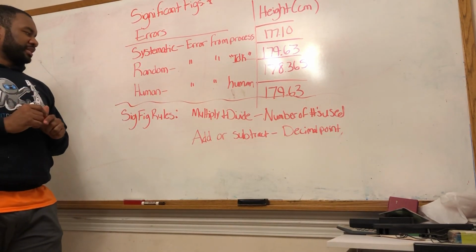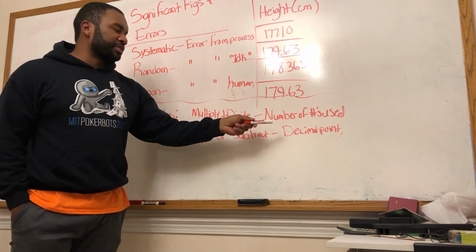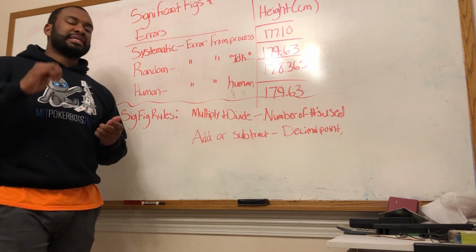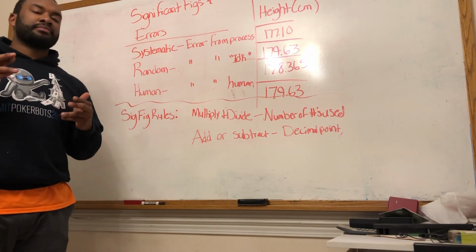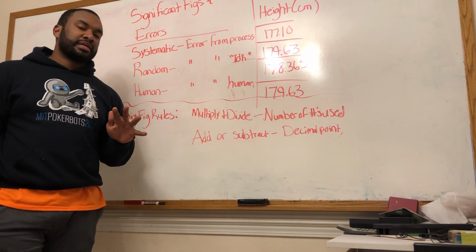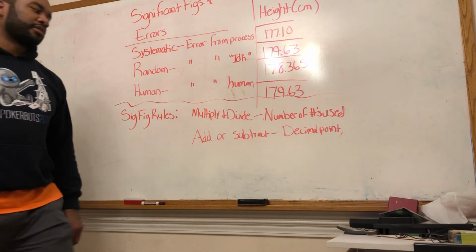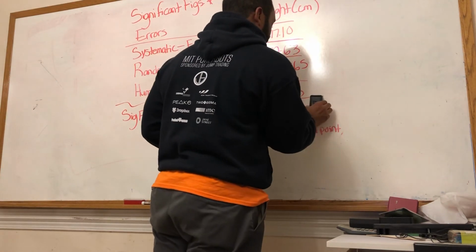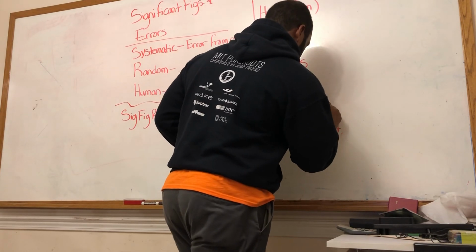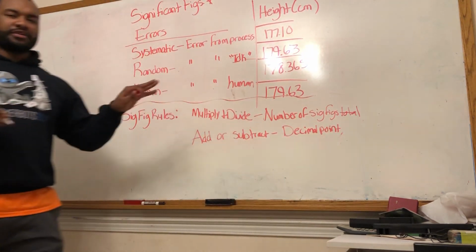All right, so basically significant figures rules really quick. When you multiply and divide, the number of numbers used, those are significant. Basically what I mean, so for example, I multiplied 70 times 2.53. There's a total of 5 significant figures. I'm about to say the number of significant figures used, sorry. Yeah, number of significant figures total.